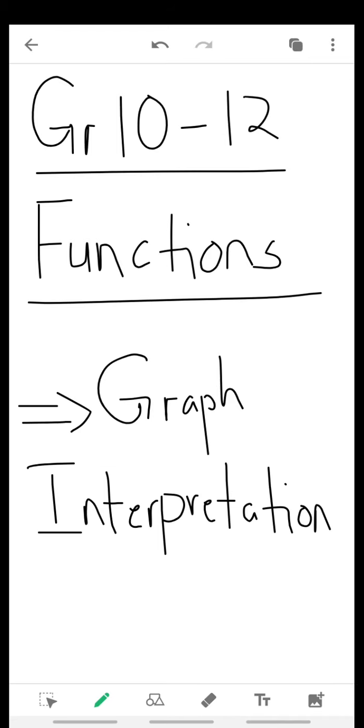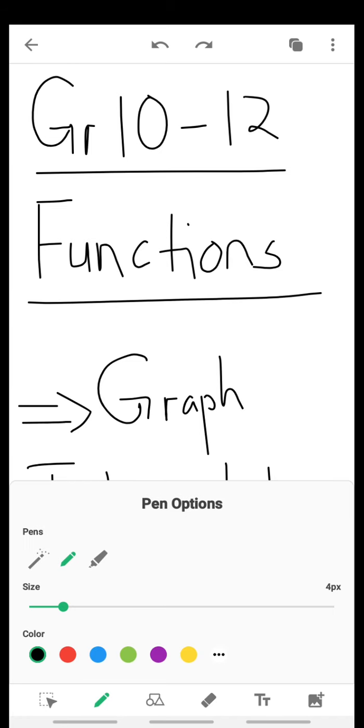Grade 10s, 11s and 12s, welcome to this session on functions, where we'll be focusing on how to interpret graphs. Most of the time learners lose marks unnecessarily because they do not know how to interpret graphs. So this session is on graph interpretation, and I'm going to take you through some notes as well as examples. Then we go to exam past papers.